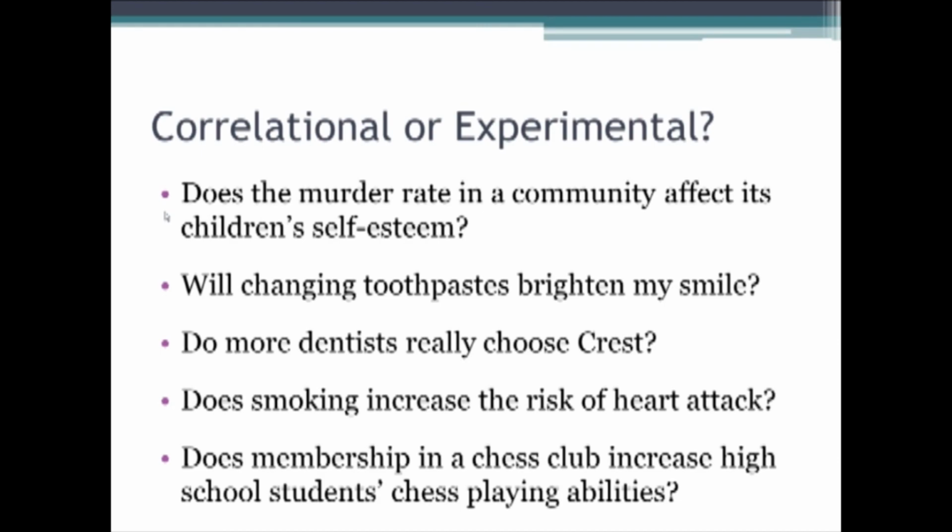Does the murder rate in a community affect its children's self-esteem? Well, the independent variable would be murder rate, and the dependent variable would be the self-esteem of the children in that community. Well, this would have to be conducted as a correlational study, because in an experiment you would have to manipulate the murder rate. So you would get a random sample of communities, maybe in the U.S. You'd randomly pick cities or communities, and you have to randomly assign them to different murder rates. You have to go to each community and murder a certain number of people, and then measure the self-esteem of the children in that community. So it'd be an example of where it would not be feasible to do that.